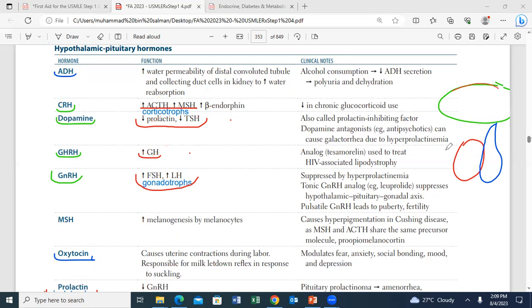And then the hypothalamus has different releasing hormones, which control the secretions of the anterior pituitary, such as the corticotrophin releasing hormone controlling ACTH, dopamine controlling TSH and prolactin, growth hormone releasing hormone controlling the growth hormone, and gonadotropin releasing hormone controlling the FSH and LH. So these are the secretions of the hypothalamus. Now we can discuss them.